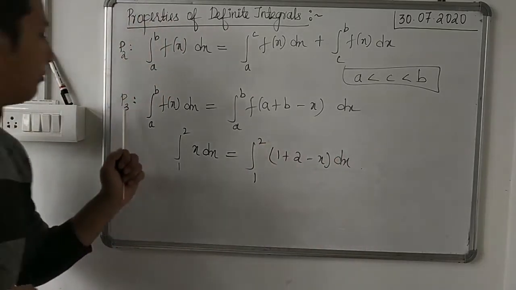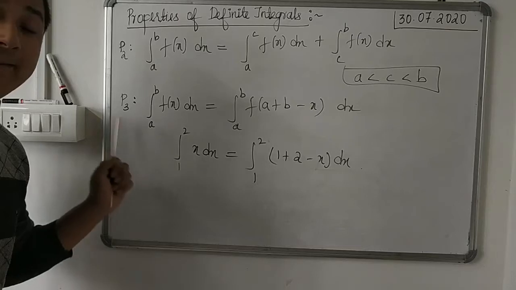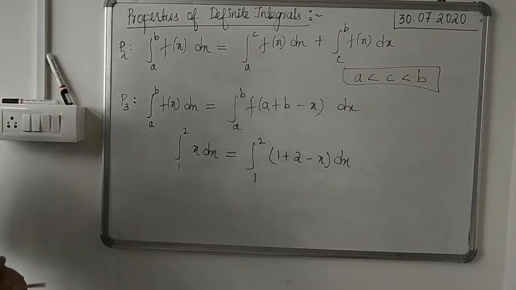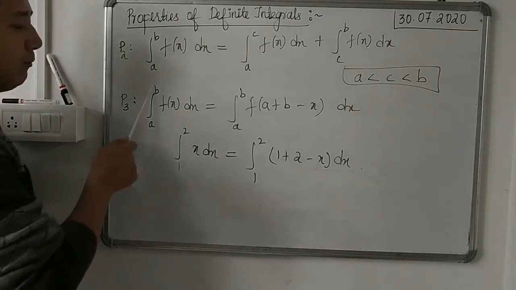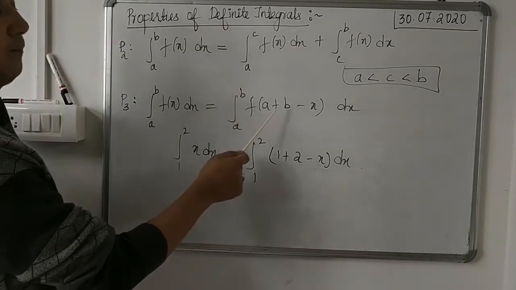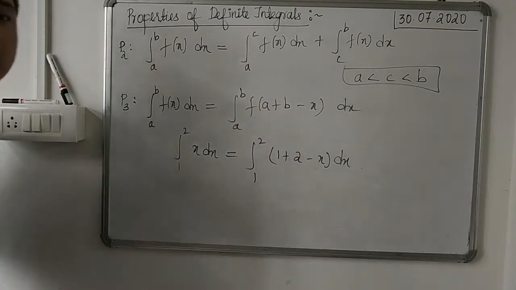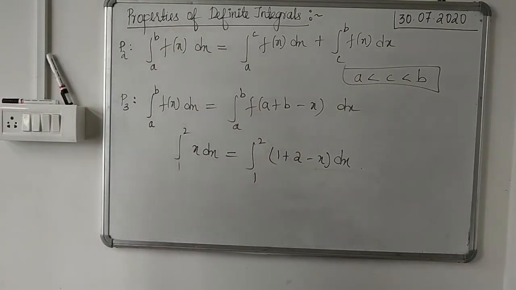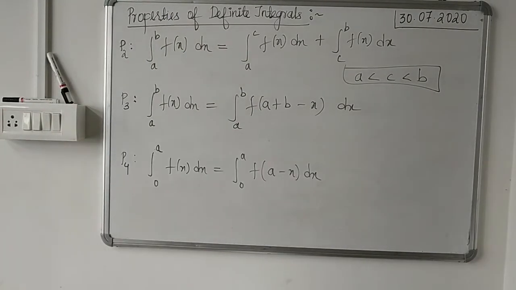If I am using property P3, what does P3 tell? P3 states that the integral from a to b of f(x) dx is always equal to the integral from a to b of f of lower limit plus upper limit minus x dx. Okay, this is P3. Pause the video, note it down.